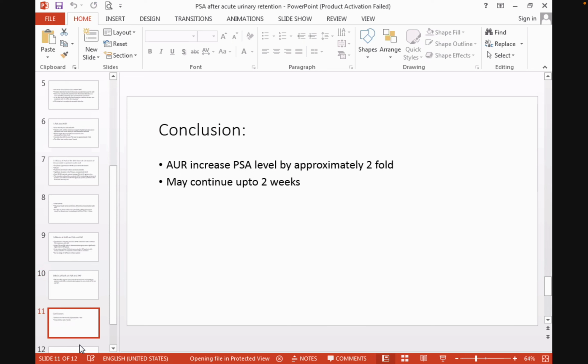Well, when there's a lot of inflammation, it won't help. With a lot of inflammation, the MRI will be a problem because all your diffusion quotient is going to be altered, isn't it? Yes, sir. So this is a problem with acute retention.